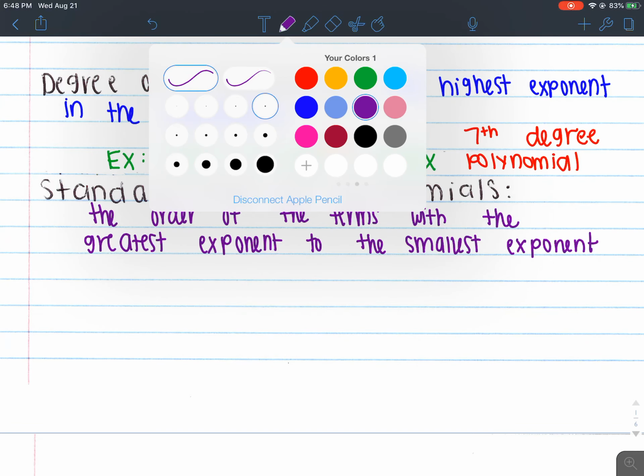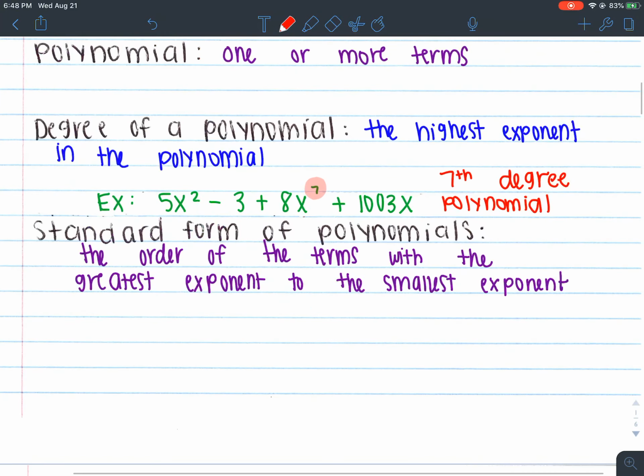All right, let's talk about what an example for that would be. So I'm going to use the example that I used up there. So you want to start with the greatest exponent first. So you're always going to look for the term with the greatest exponent. And we already declared that the 7 was the highest exponent. So that's the term that's going to come first. So it's going to be 8x to the 7th.